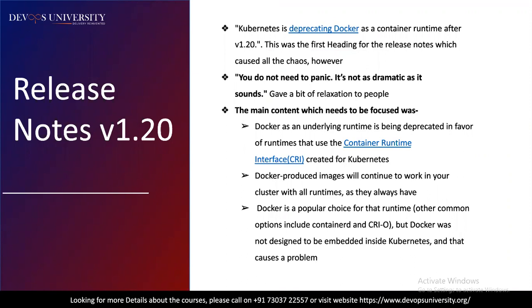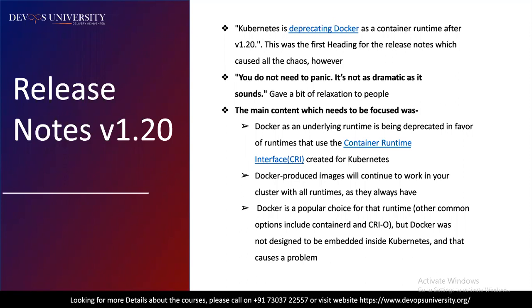Kubernetes is deprecating Docker as a container runtime environment after version 1.20. This was the first heading. People made a perception around this alone, that Kubernetes is deprecating Docker as a container runtime environment. But they didn't read the second line, which was: you need not panic. It is not as dramatic as it sounds. It was clearly stated in the release notes that there is no need to panic. No need to worry, oh, now Kubernetes has removed Docker, what do we do next? We need not worry about this.